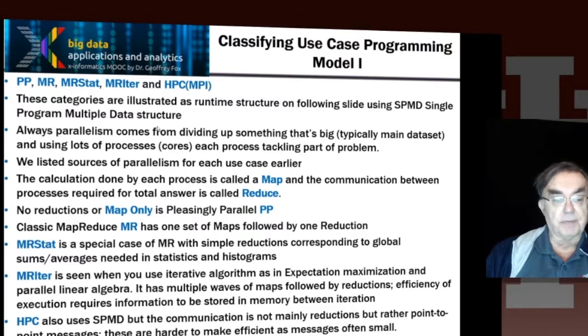and you need to save the data in memory between the different stages. And then finally, the other class we have is high performance computing, which is single program multiple data, but the communication is typically not reductions, it's point to point, and the messages tend to be quite small, and there's a lot of efficiency needed in programming and the hardware to be able to make message passing efficient for small messages.